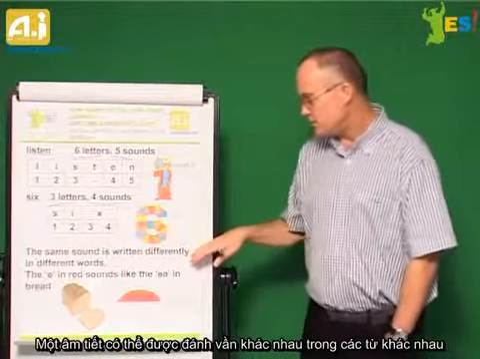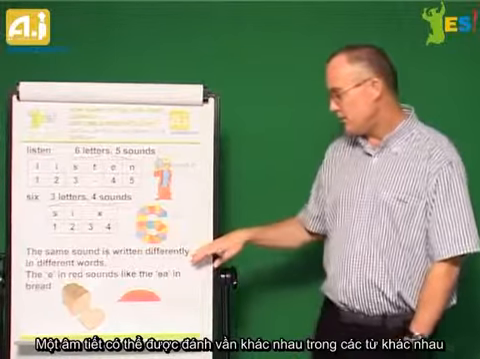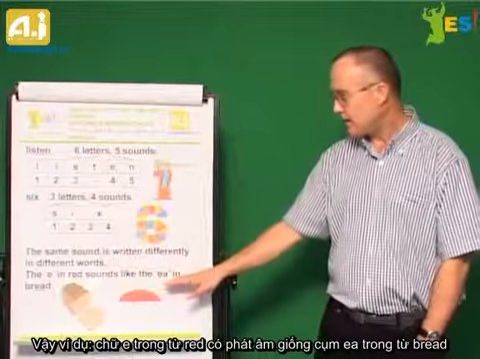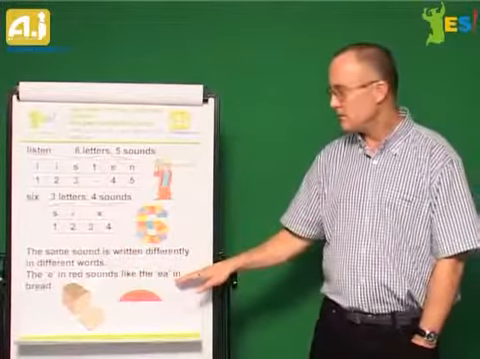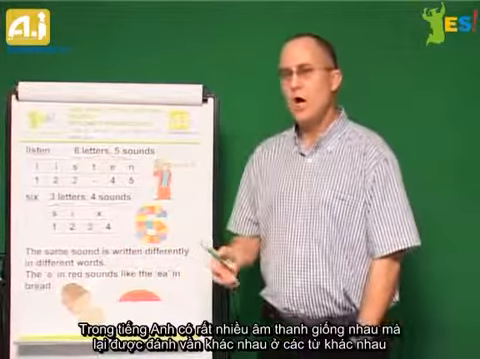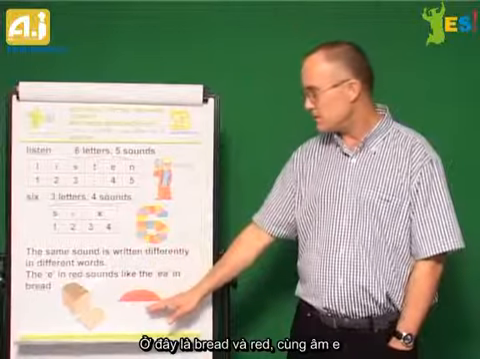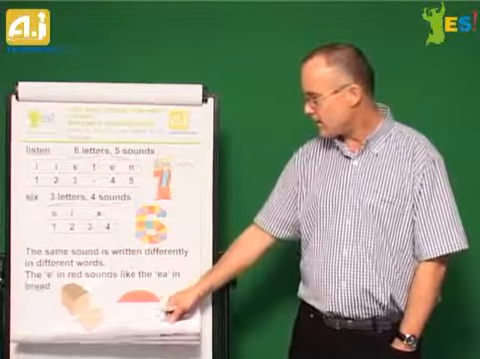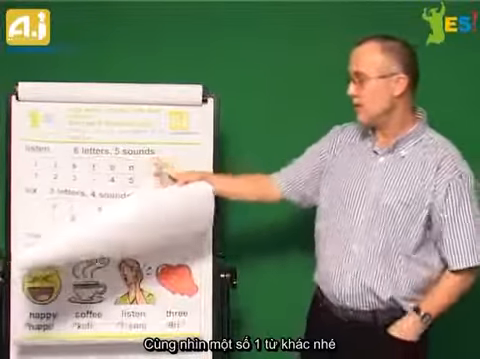The same sound is written differently in different words. So, for example, the eh in red sounds like the eh in bread. This happens a lot in English. There are a lot of words that have the same sound, but they're written differently in different words. Like bread and red. Same sound. Eh. Let's take a look at some more of those sounds, okay? Turn the page.